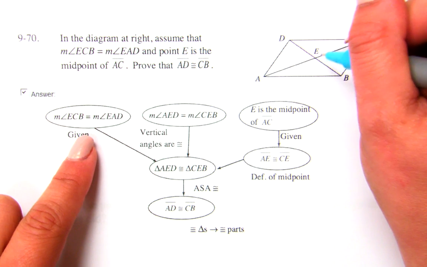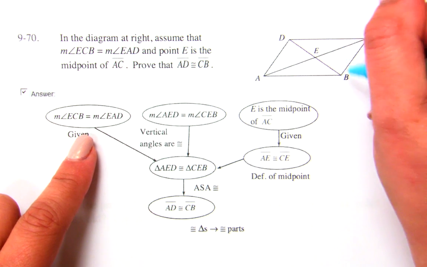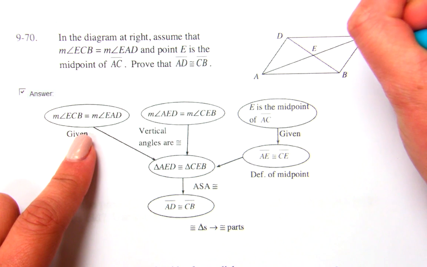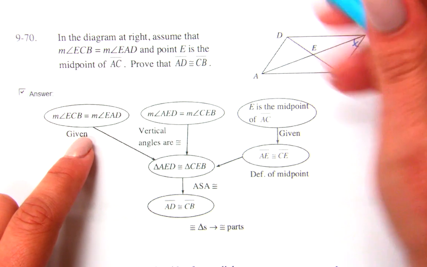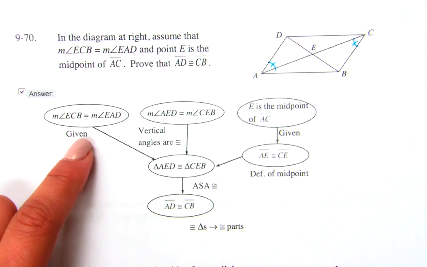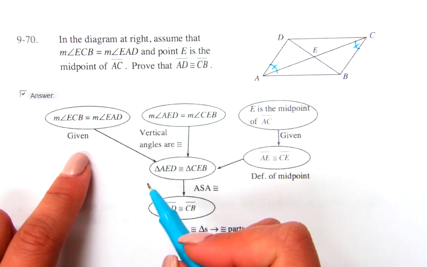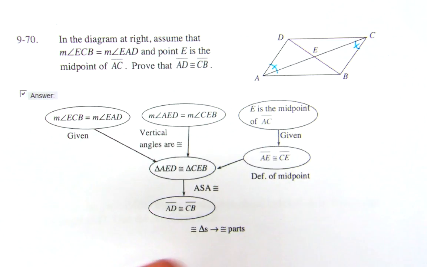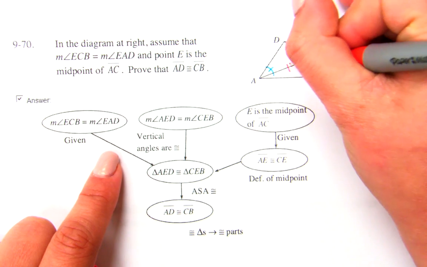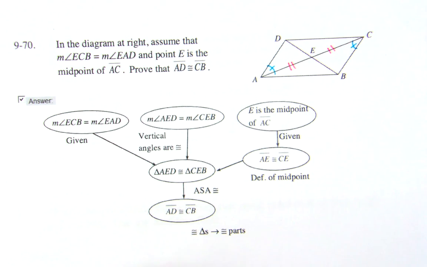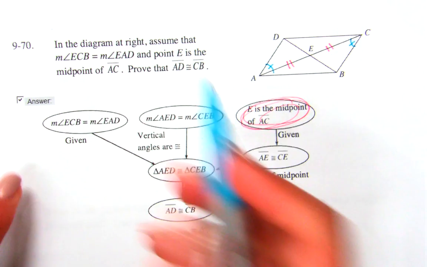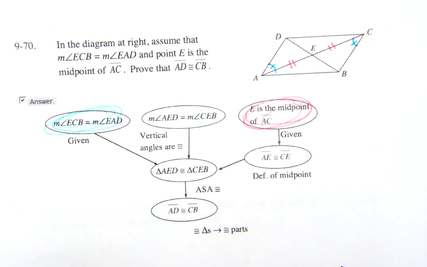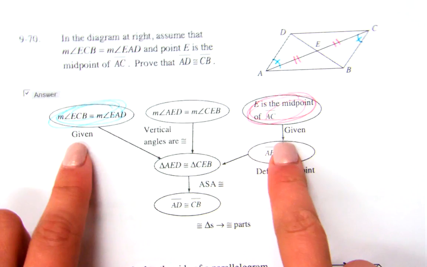So ECB, this one right here. And then that's congruent to EAD, this one right here. All right. And point E is the midpoint of EC. So point E is the midpoint, which basically tells us that this part right here is going to be the same as that. Okay, that's this part right here. That's this information over here. So you really only had two givens, which is those two right there.